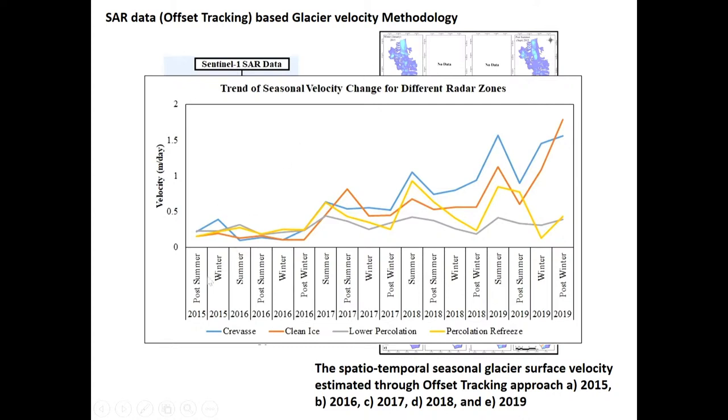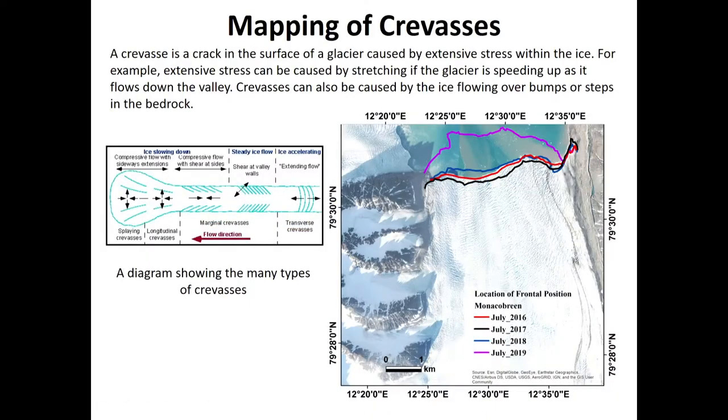You can retrieve how the glacier velocity has changed in the different seasons of the year. You can see that it is more or less stable in the winter or in these years, and when the surge has initiated, the glacier velocity is increasing. This kind of analysis can be done using remote sensing data.